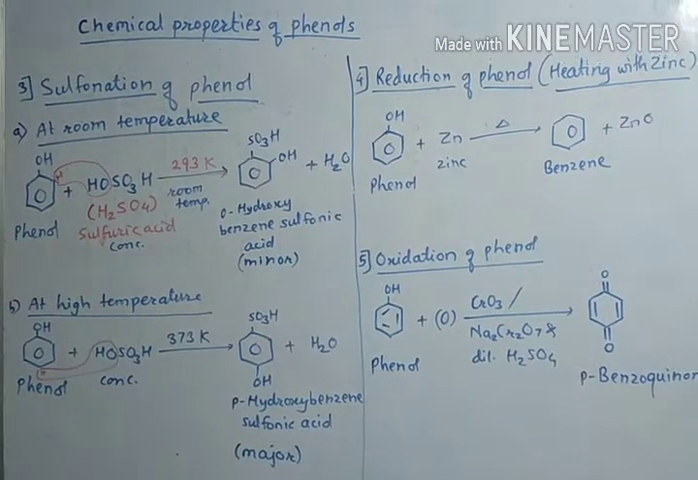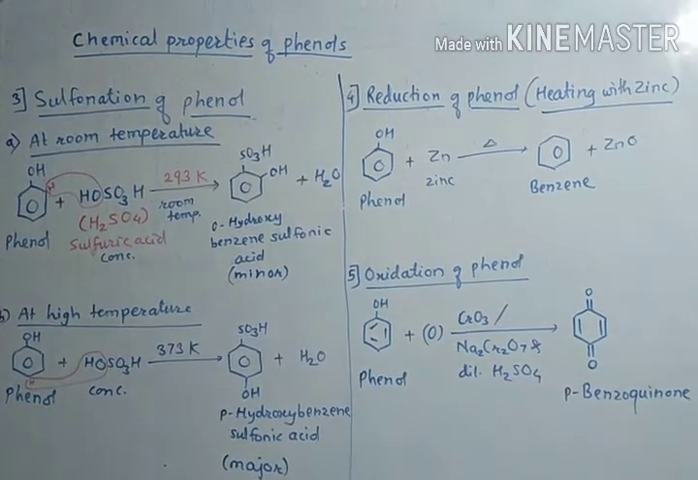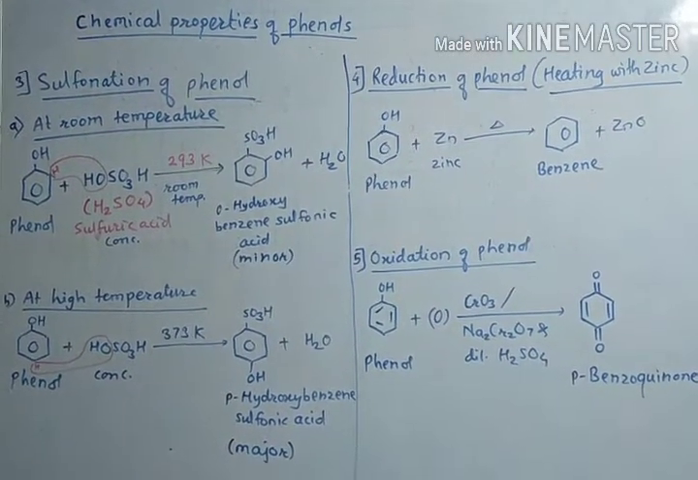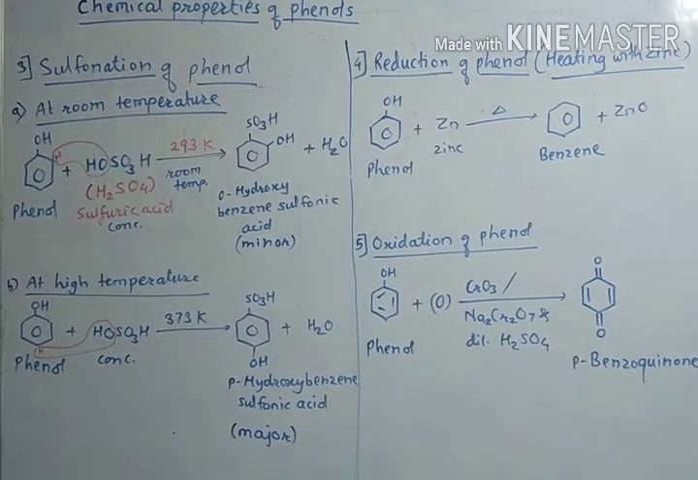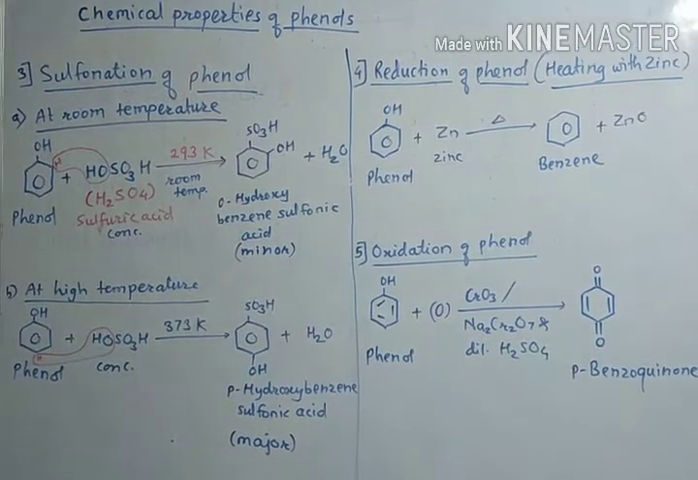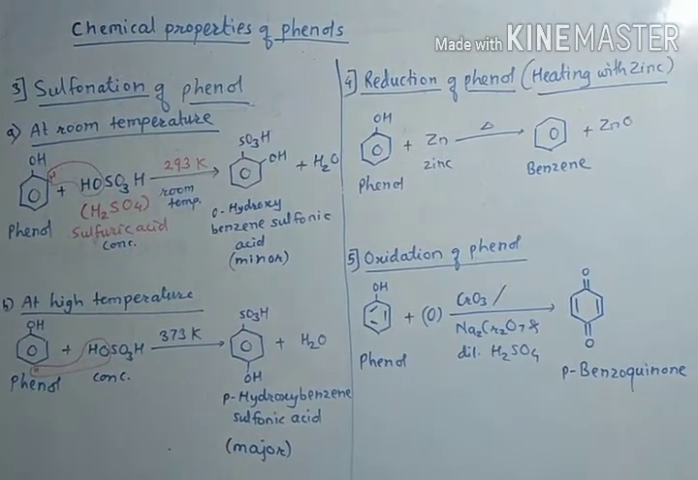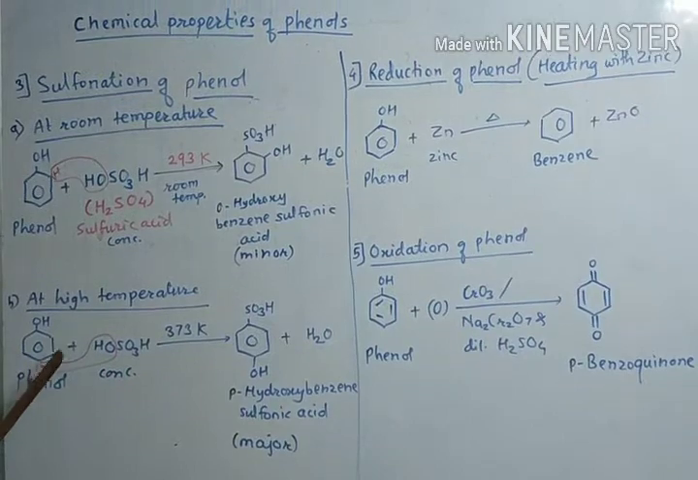Now third, sulfonation of phenol. Sulfonation means the addition of SO3H group to the benzene ring. Now here the reaction takes place at room temperature, and second, that is at the higher temperature.